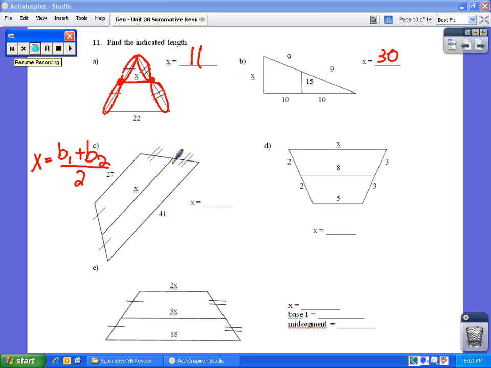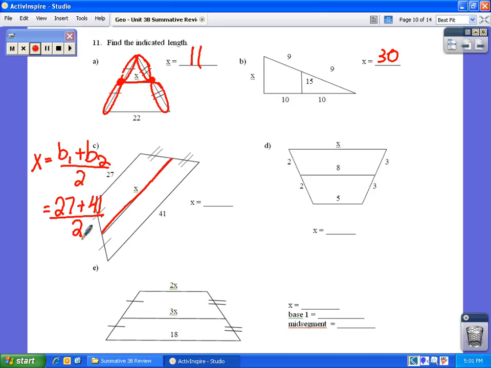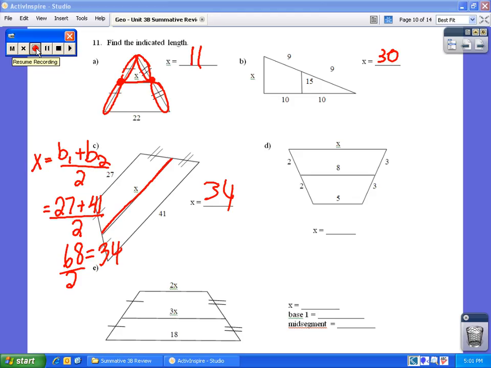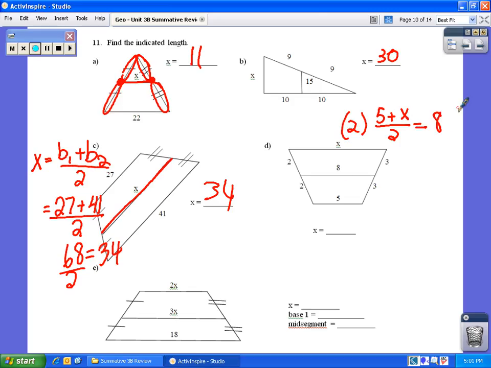In a trapezoid, the length of the mid-segment is equal to b1 plus b2 divided by 2, where b1 and b2 are the bases of the trapezoid. I plug in 27 for b1 and 41 for b2 and divide by 2. I get that the mid-segment is 34 units in length. Part D, 5 plus x divided by 2 must be equal to the mid-segment, 8. I multiply by 2 on both sides, and I get 5 plus x is equal to 16, so x is equal to 11.